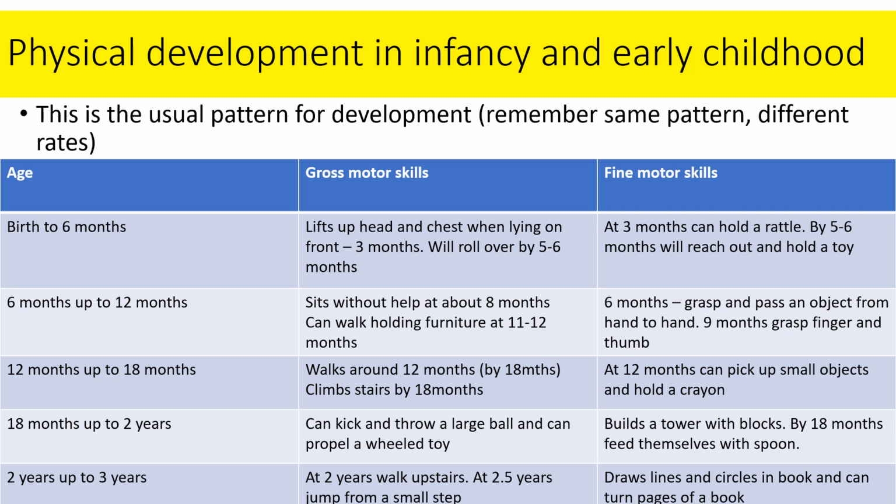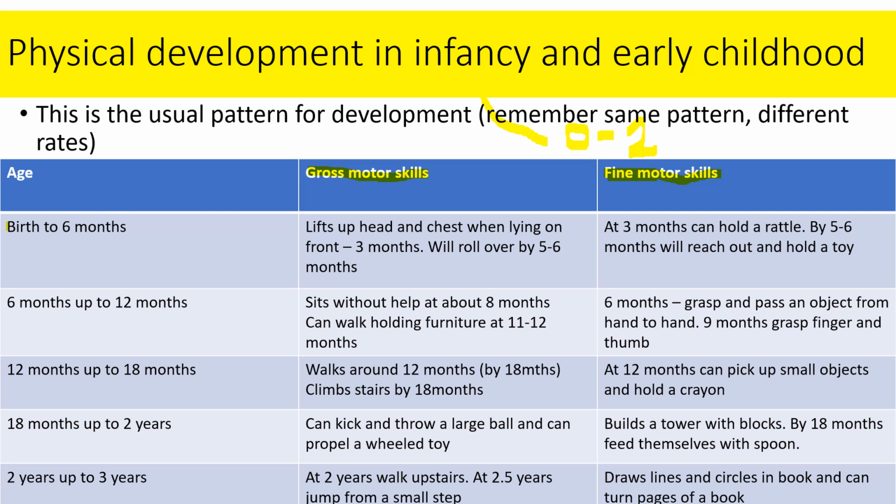Okay, so physical development in infancy and early childhood. Remember, we know that infancy goes from 0 to 2, and then early childhood is 3 to 8. Okay, now this has been divided into gross motor skills, the big muscles, and fine motor skills, the small muscles. And you can see that although gross motor skills are developed first, fine motor skills follow very quickly afterwards. So there is a little bit of overlap.